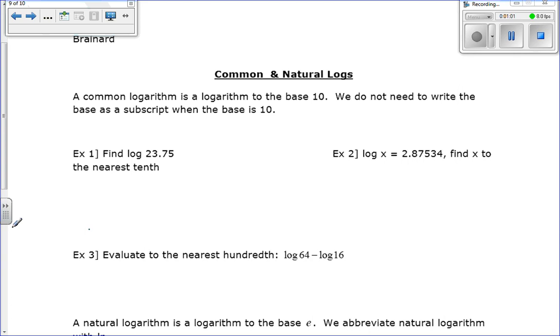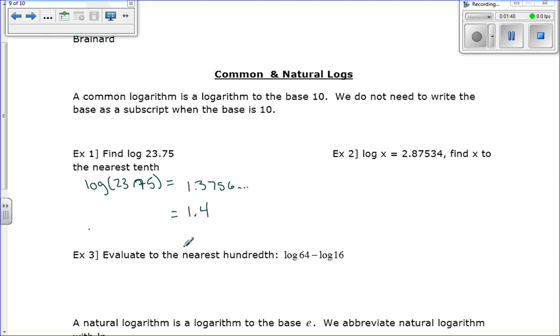Okay, we have some examples here. Example 1 is find log of 23.75 to the nearest tenth. Well, this is just a calculator problem. On your calculator, you would hit the log button, and then you type in 23.75, and then you hit enter, and you would get 1.3756, blah blah blah. If I need to round to the nearest tenth, I need to look at the hundredths place, and that would be 1.4.